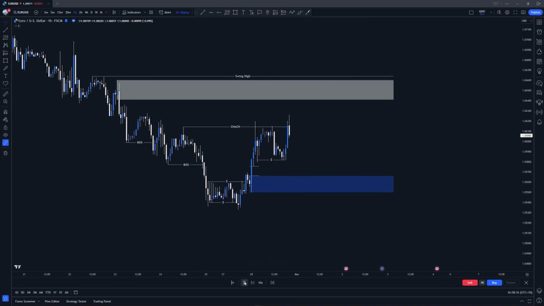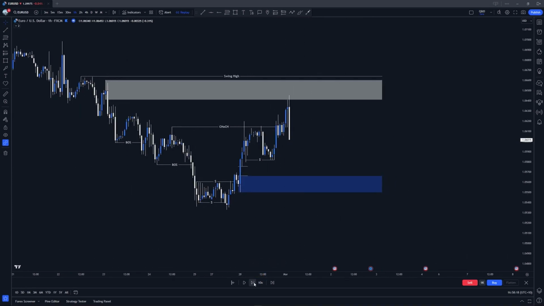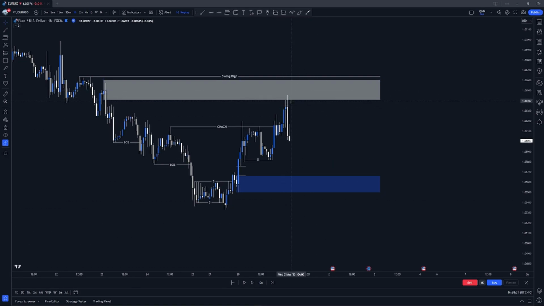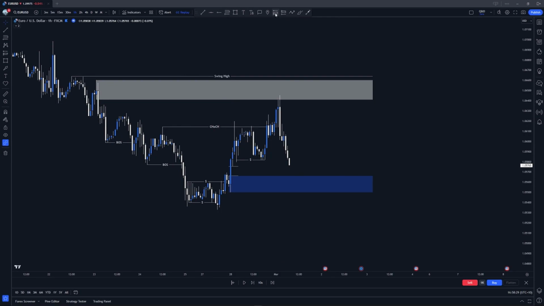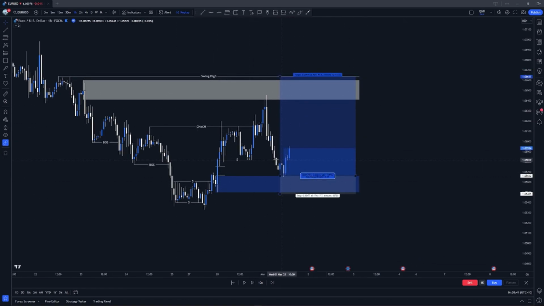So if we just fast forward it a little bit, we do tap into the supply zone here, which if any short sellers don't get out around this area where we have our entry at, they will be taken out in the future. So now we can start to set limits and set our take profit to this swing high. Now we just wait to be tapped in.